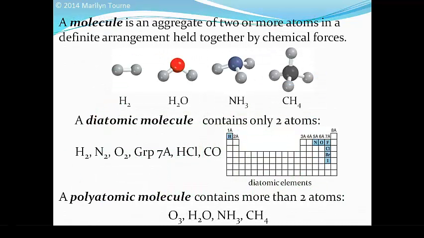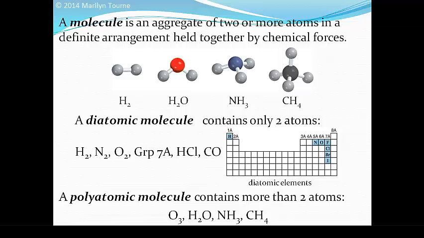This slide begins section 2.5, which is called Molecules and Ions. Now, we've talked about what a molecule is, but let's go over it again. A molecule is an aggregate of two or more atoms in a definite arrangement held together by chemical forces. I give you some examples: H2, H2O, NH3, which is ammonia, or CH4, which is methane.